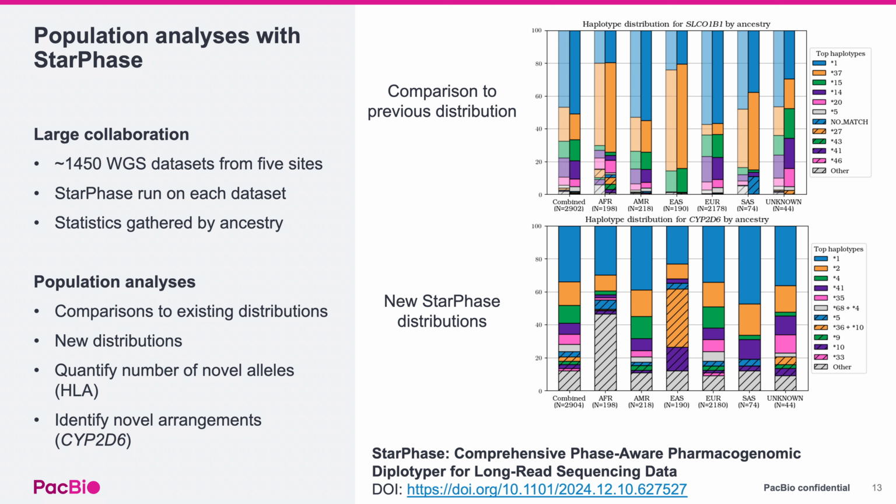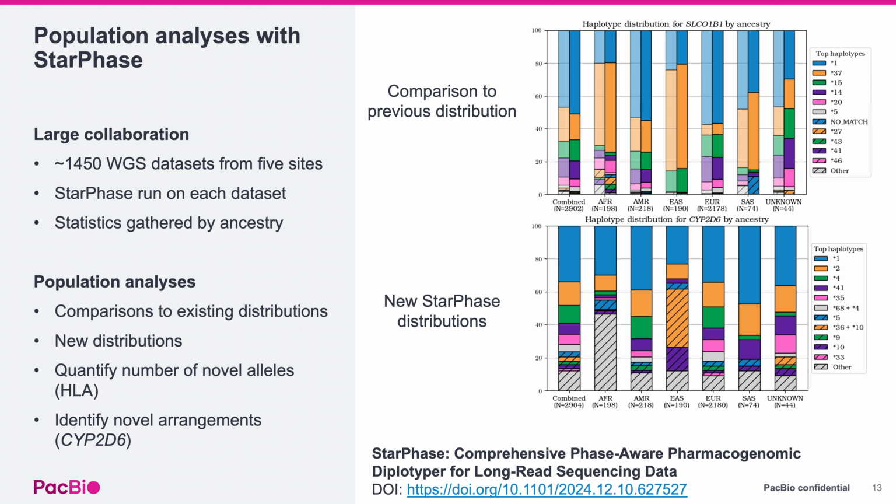We can also use StarPhase to generate new population distributions for genes that were more complicated to do with these previous technologies. For example, CYP2D6 did not have a comparator distribution from the All of Us program, but we were able to make one using our data from StarPhase. The figure on the bottom right here shows that distribution for CYP2D6, and hopefully you can appreciate that there are some interesting phenomena that happen in this dataset.